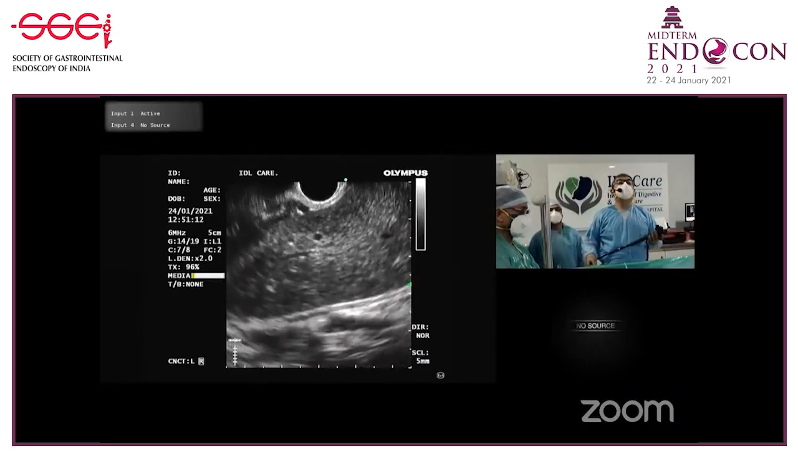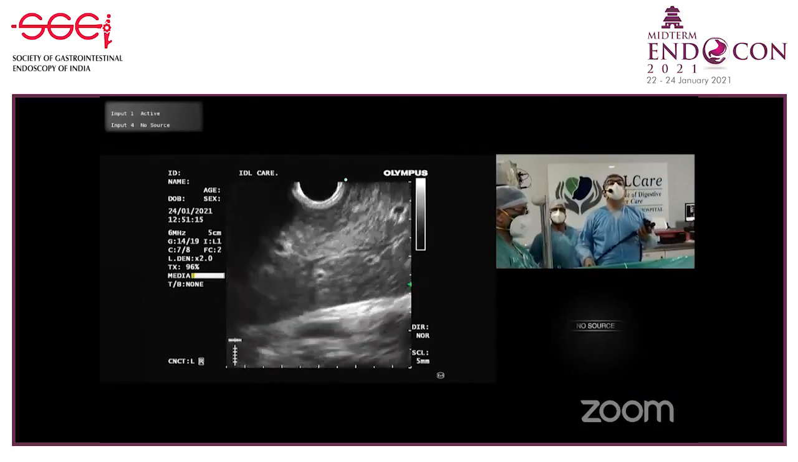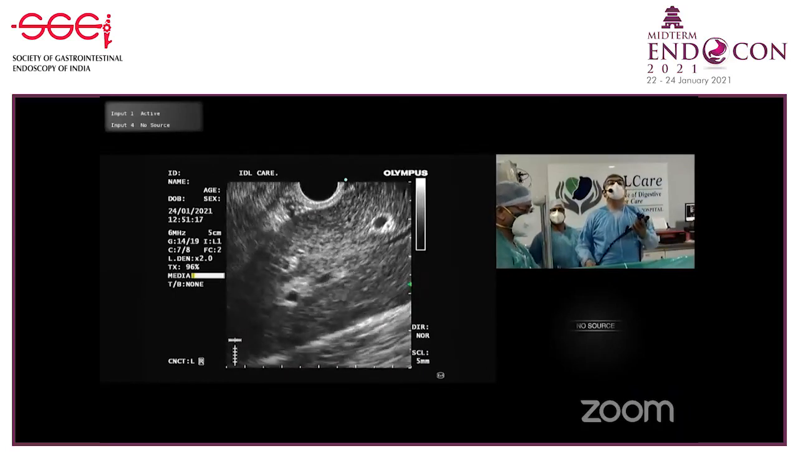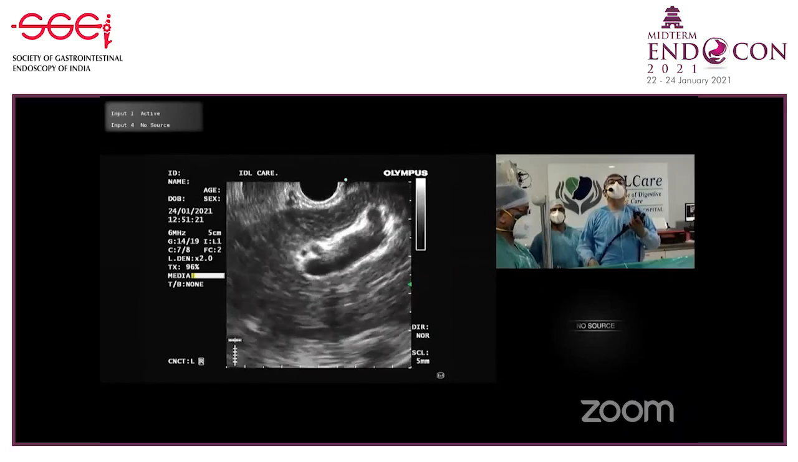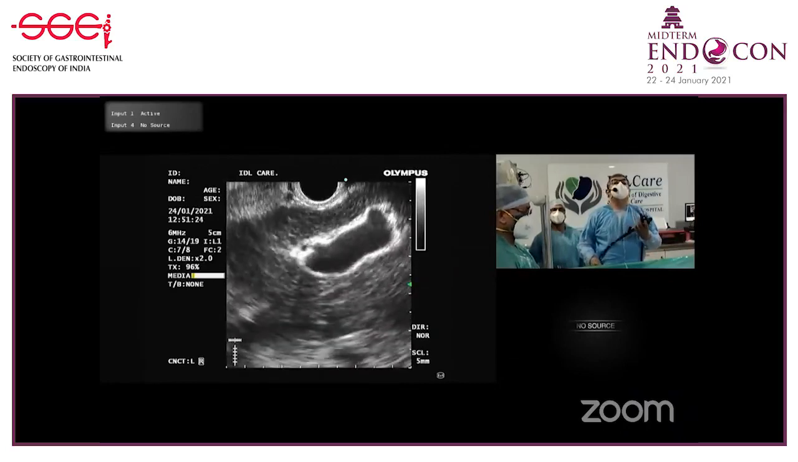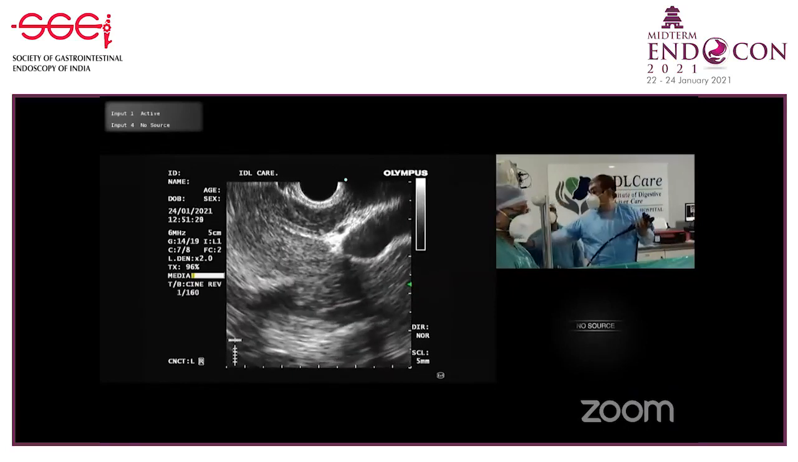If I come a little clockwise, you start seeing the hilum. See this hyperechoic area? This is the liver hilum. And if you turn a little anti-clockwise, here you see the ligamentum teres. This is the ligamentum teres here.